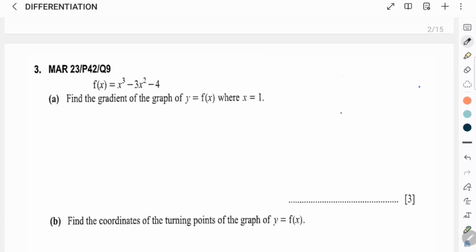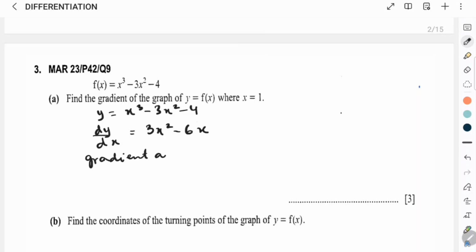We cannot just put x equals 1 because that's not the gradient. So dy/dx equals, I'm just rewriting the question, y equals x cubed minus 3x squared minus 4. f(x) is y. dy/dx equals 3x squared minus 6x. Gradient at x equals 1 will become 3(1 squared) minus 6(1). Your dy/dx shows the gradient. So that is 3 minus 6 equals minus 3. Alright, so I hope you understood it.